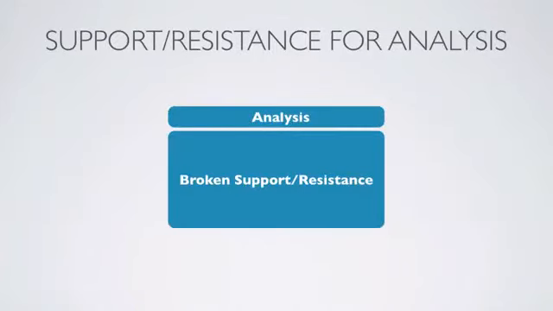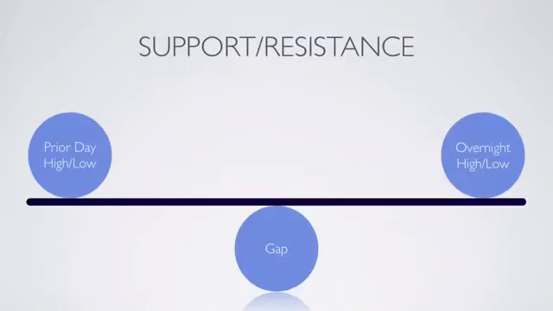Now support resistance can also be used for analysis, and that is if price has broken support resistance, it can often create a trend change. And I will also show you how we use support resistance intraday to give us a bias. Now there are three different support resistance levels intraday we look at. There's the prior day high low, there's the overnight high low, and then there's gap support resistance. I'll show you all three and how we use them.